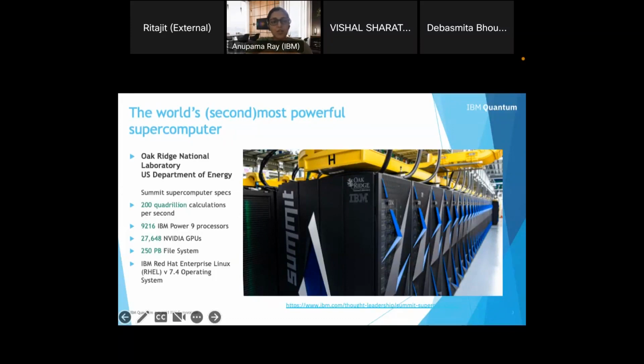So this particular supercomputer, which we call Summit, can actually do 200 quadrillion calculations every second. It has like 27,000 GPUs with it. It has Power 9 processors, which are extremely fast processors, and over 9,000 such processors. So it's a large device and can do things very, very fast. It was used, I'll give you an example.